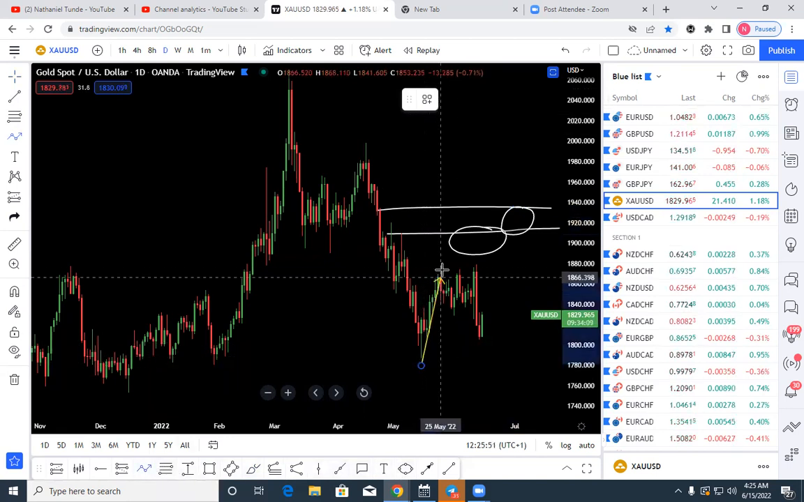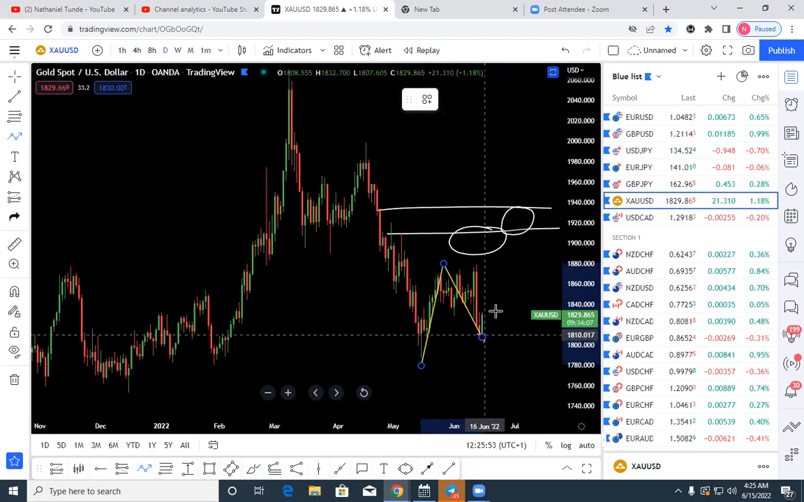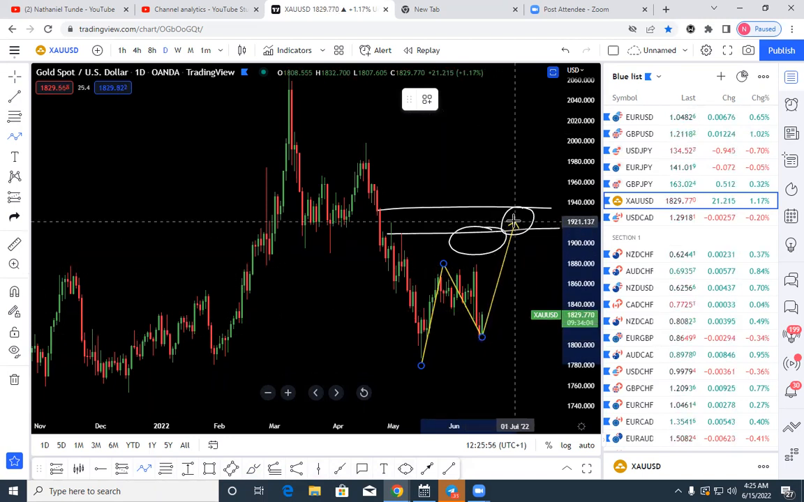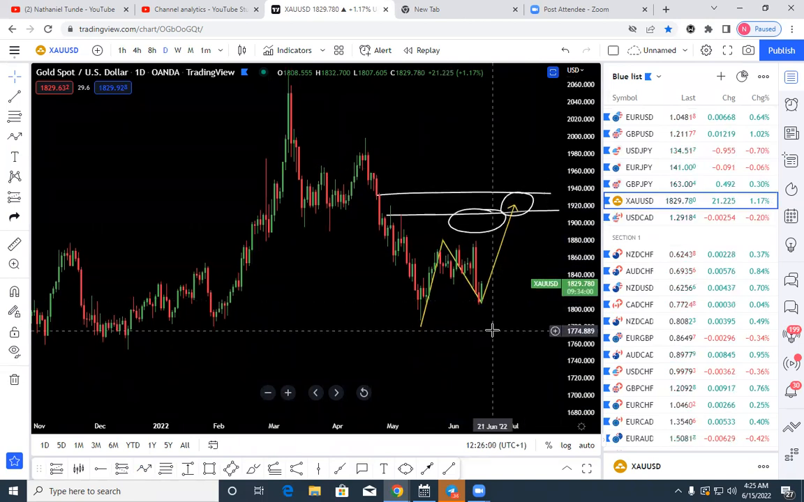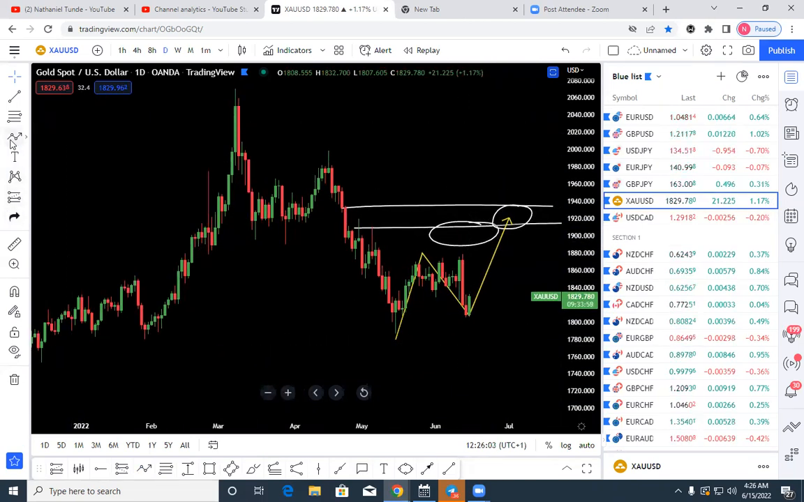And if gold is buying to that place, it's only trying to complete a structure. Remember, it's trying to complete a zigzag corrective structure. What does a zigzag corrective structure say, guys?